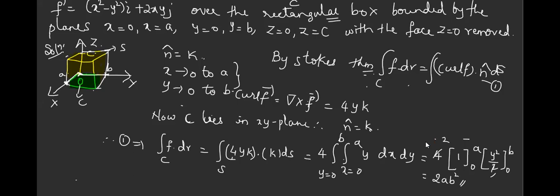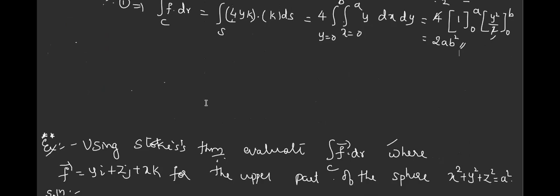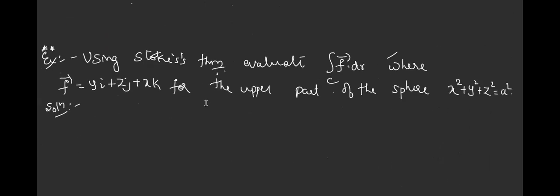AB square by 2. No, 2ab square. Outside you have a 4. Yes, ma'am. Yes, it is 2ab square. Yes. Okay. Now write down one more example.